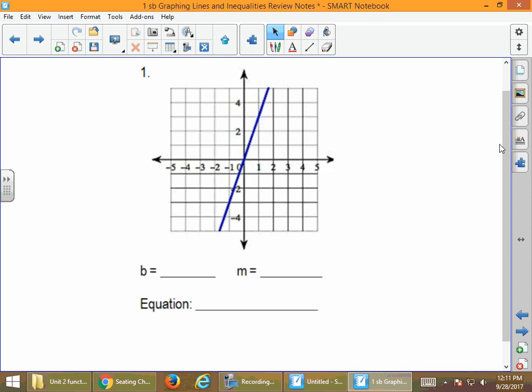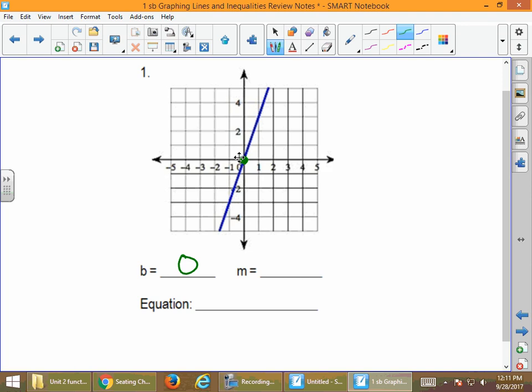So y-intercept, again, is abbreviated with a b, and it's where the graph crosses the y-axis. As we look at this point right there, that is where the graph crosses the y-axis. And what is that value? Well, that value is the origin, and the y value of that origin is 0. But we also need to find the slope. Slope being the rise over run.